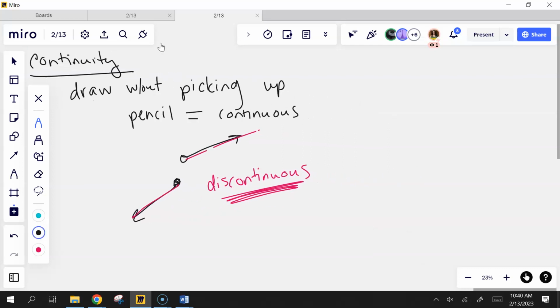If I have a normal, let's just say a quadratic like we've been doing before, is that continuous or discontinuous? Continuous. I did not have to lift my pencil at all to draw. There are no holes or gaps in my graph. It is continuous. Does that make sense? Very basic definition. Yes, Mr. G, that makes sense. Good, I'm glad.